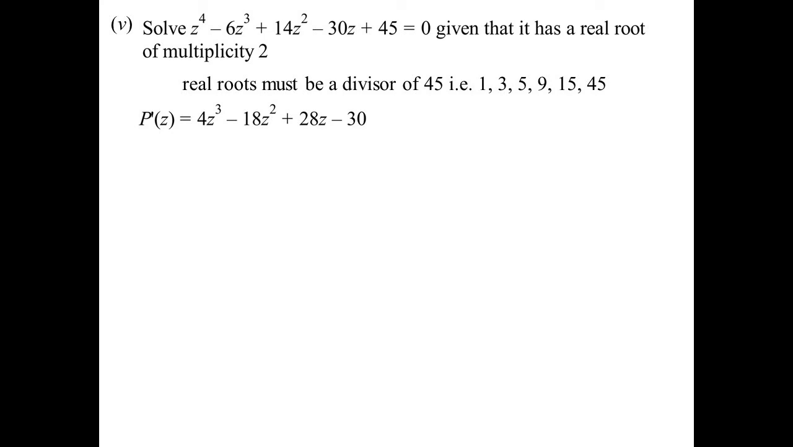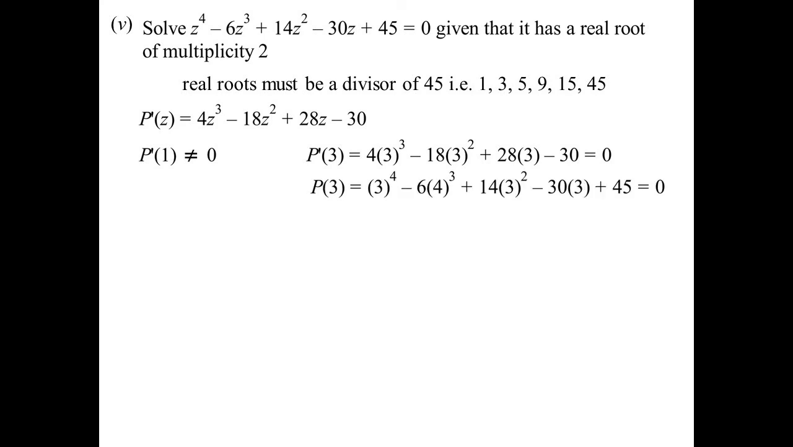45. Well, at least it's monic. 45, we could have 1, 3, 5, 9, 15 or 45 and negatives of those. Polynomial z. Let's see what works. I differentiated. Then I tried 1 into that. It didn't work. So I know that's not the double root. I tried 3. It works. It does not mean that's the double root, but it means it's a possibility.